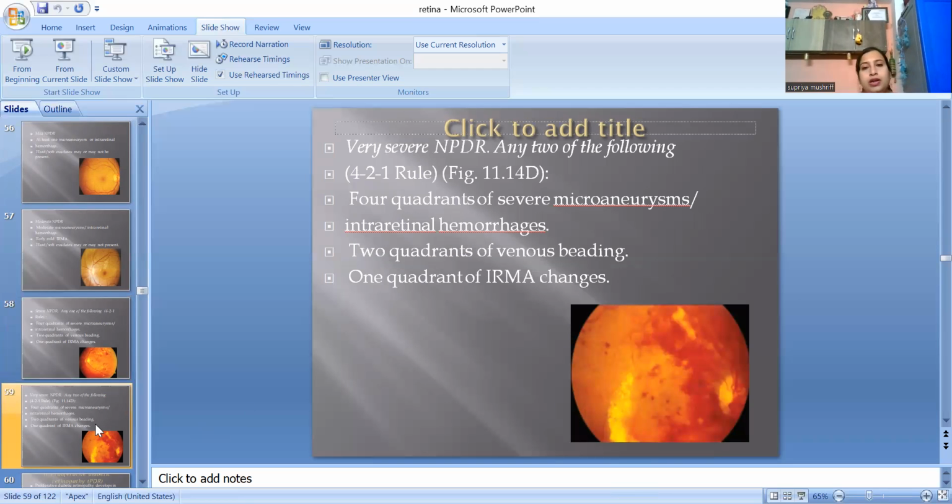Now, very severe NPDR: any two of the following 4-2-1 rule criteria. As I told you earlier, in severe NPDR, any one, and in very severe NPDR, any two of the 4-2-1 rule. What does that 4-2-1 rule mean? 4 quadrants of severe microaneurysms and intraretinal hemorrhages, and or 2 quadrants of venous beading, or 1 quadrant of intraretinal microvascular abnormalities.